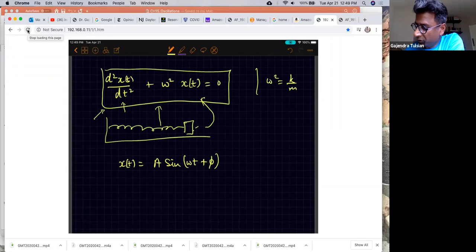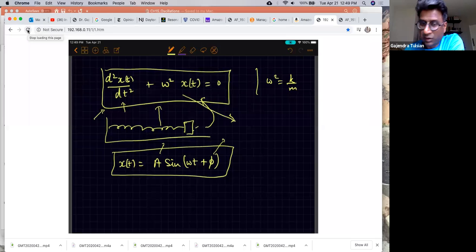Now here's a couple of things about the solution. You see, in this solution there are two constants, A and phi, that didn't appear in this equation. It turns out that if the differential equation is second order, you get two such constants; if it were a third order differential equation, you'd get three constants that were not in the equation. And these constants are determined by initial conditions. In our case, A is the amplitude of oscillation, and phi is called the initial phase.